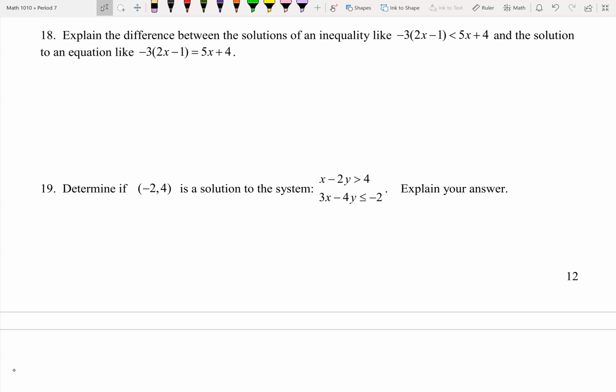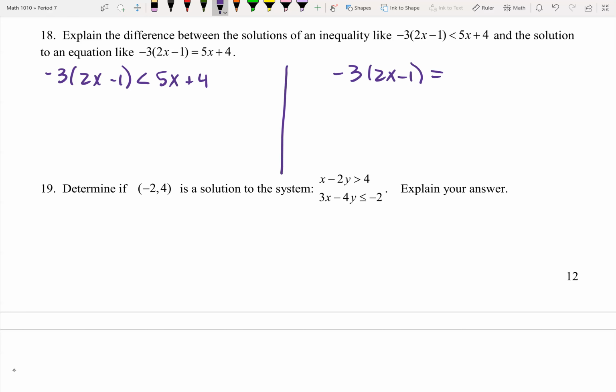So my opinion is if they're asking you what's the difference, then let's solve them side by side and display the difference. So everybody over here write down negative 3 times 2x minus 1 is less than 5x plus 4. And then maybe do a solid line. And then over here, it's the exact same thing, except there's an equal sign.